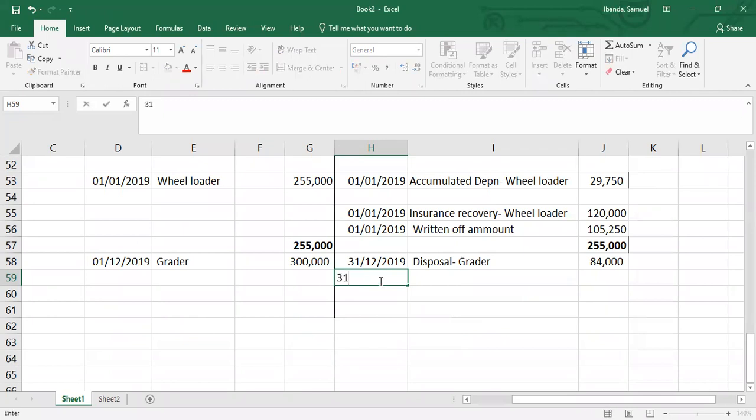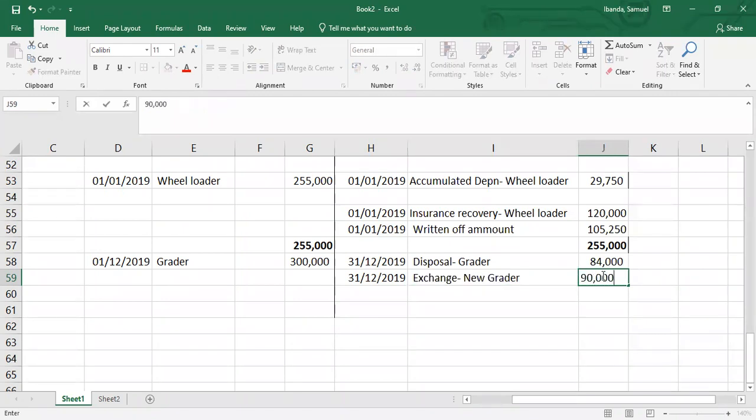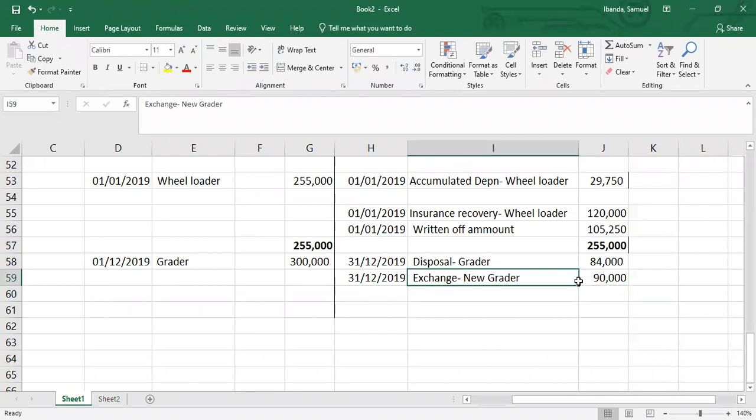So still on the same day, exchange, new grader, 90,000, because they're not giving us money. If they're giving us money, we would still put it here, just like the way we did for the insurance recovery for the 120 million. So here they are giving us an exchange with the new grader worth 90 million. In case they are paying us cash, we'd also record it in the same place.